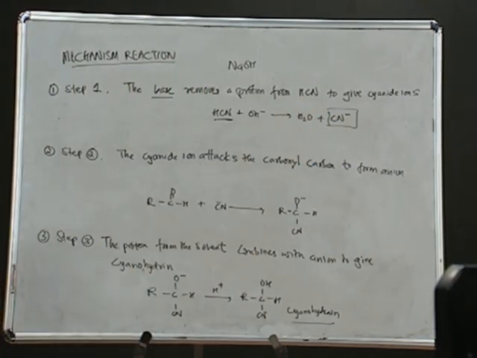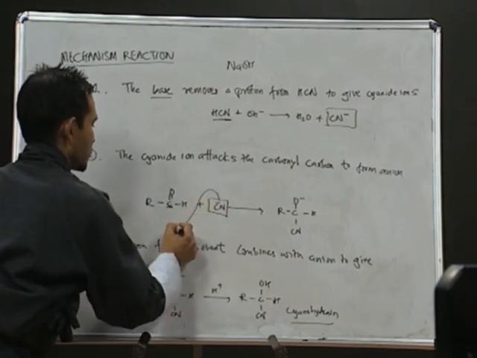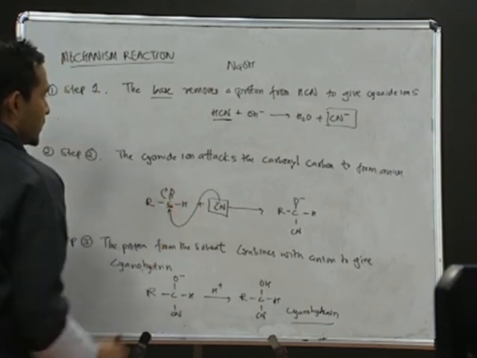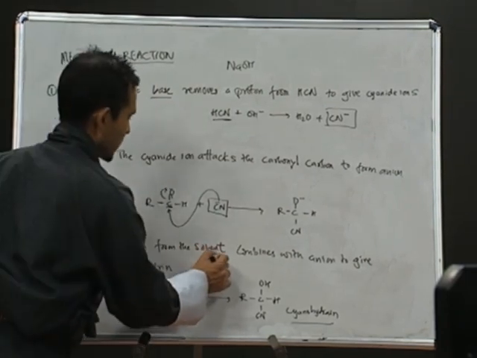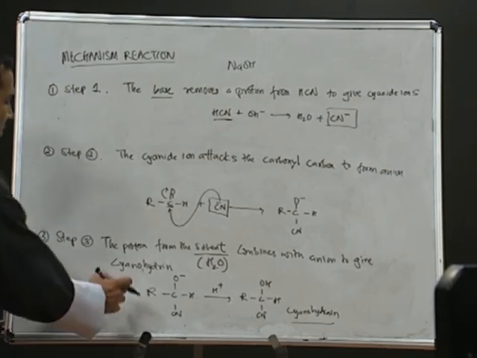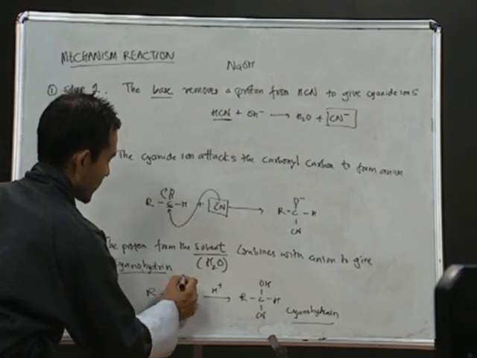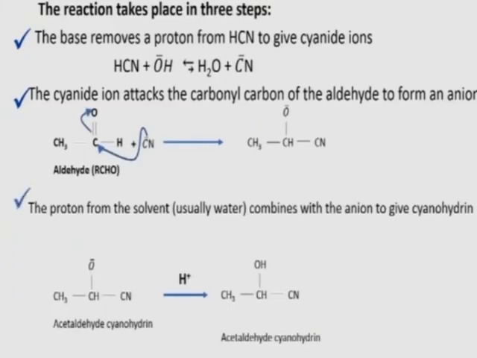And in the second step, this cyanide ion which is formed will attack the carbonyl carbon, and this will lead to a shift in the bond. And finally, it forms an anion. And in the third step, the proton from the solvent, and when I say solvent, I'm considering it as water, will combine with the anion to give cyanohydrin. So here you have the minus charge, which will combine with the proton from the water to give cyanohydrin. And this is the nucleophilic addition reaction. So, for example, if you are considering acetaldehyde, finally the product formed will be acetaldehyde cyanohydrin.